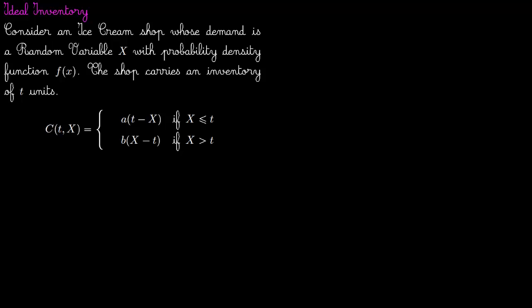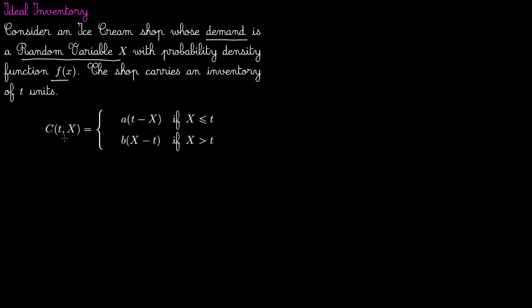So now we want to talk about the problem of ideal inventory. Consider there is an ice cream shop and the demand is a random variable x. The ice cream shop has some demand, and that demand has a probability density function, which is small f of x. The shop carries an inventory of t units.